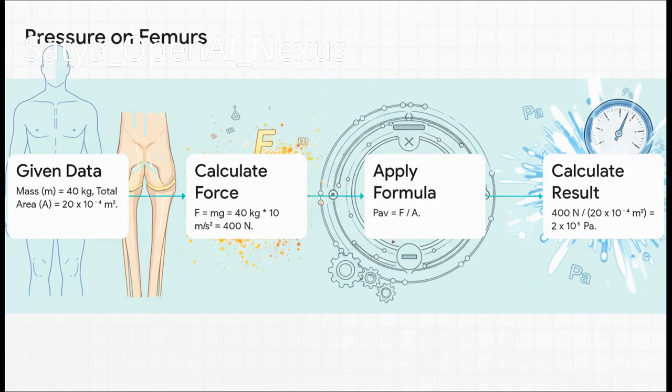Okay, let's try this out with a real example. Imagine we want to figure out the average pressure on a person's thigh bones, their femurs. So first step, what's the force? Well, that's just the weight of the upper body, which is its mass times gravity. So 40 kilograms times 10 meters per second squared gives us 400 newtons of force. Easy enough. Now we just plug it into our formula. Pressure equals that force, 400 newtons, divided by the total area of the two bones. And when you do the math, you get a pretty big number. 200,000 pascals of pressure. That's a lot of pressure those bones are handling.